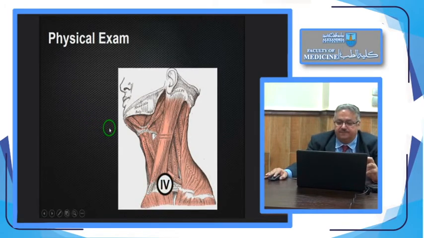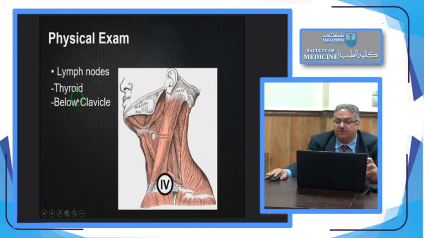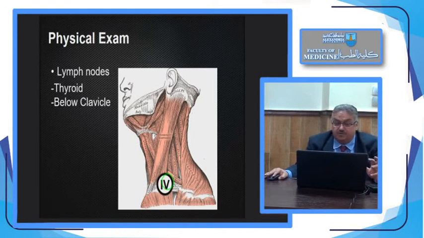Number 4, supraclavicular metastases in lymph nodes from primaries from the thyroid or primaries from below the clavicle. And if it is on the left side, you need to consider what's called the Troisier sign. Left supraclavicular metastatic adenopathy from pancreas, from colon, from stomach, and so on.